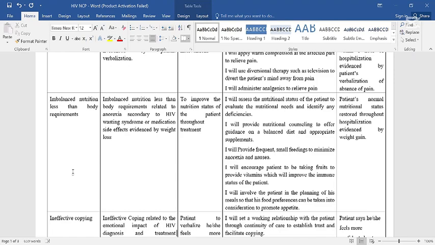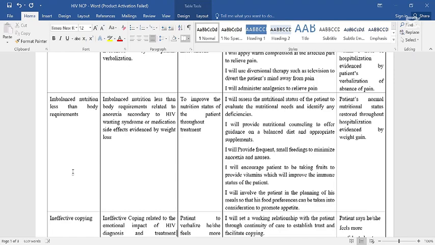Number 2, I will provide nutritional counseling to offer guidance on a balanced diet and appropriate supplements. So you can offer nutritional counseling or involve a nutritionist to talk to the patient about a balanced diet and proper supplementation.